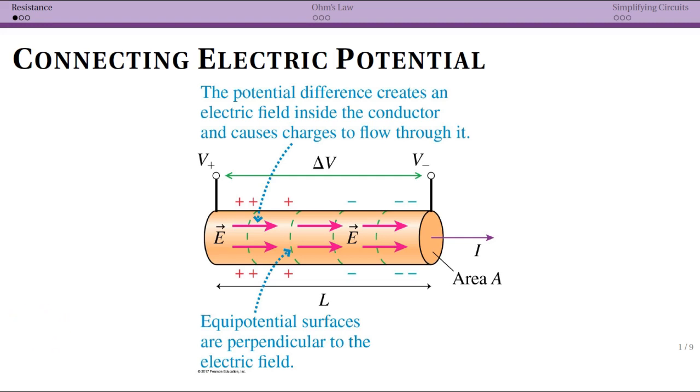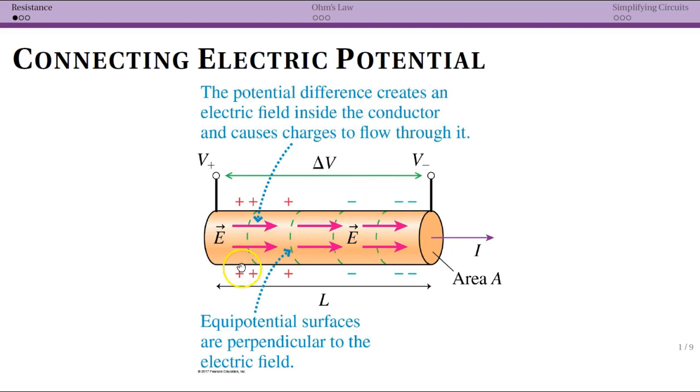So let's think about a section of wire here. It's going to have a circular cross-section just for simplicity. And we're going to say that a current is flowing. So if a current is flowing, there must be an electric field pointing in the same direction. And again, we're going to model that as a uniform electric field.